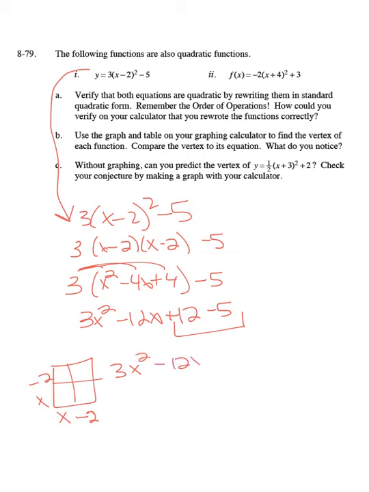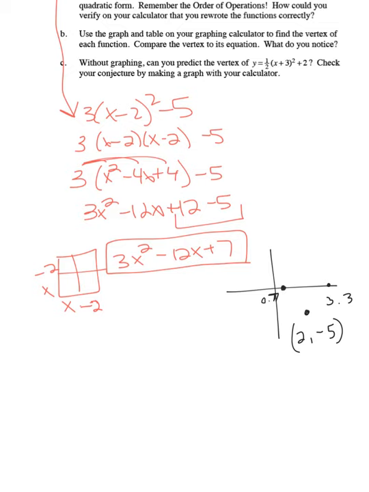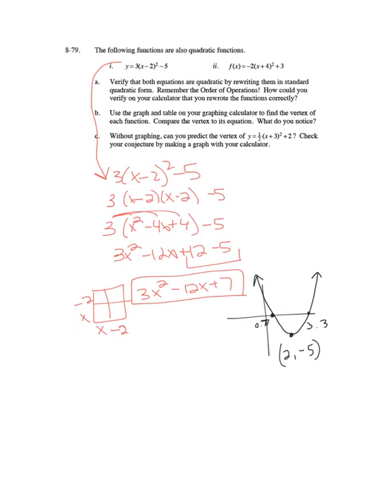3x squared minus 12x plus 7 is our final quadratic equation. Then we can, again, use the table or the graph on our calculator to look at the graph and try to find its x-intercepts and its vertex. And when I looked at the graph on my calculator, or in the table, I found that the x-intercepts were at 0.7 and 3.3, random decimals, but the vertex was at (2, -5), perfect numbers.